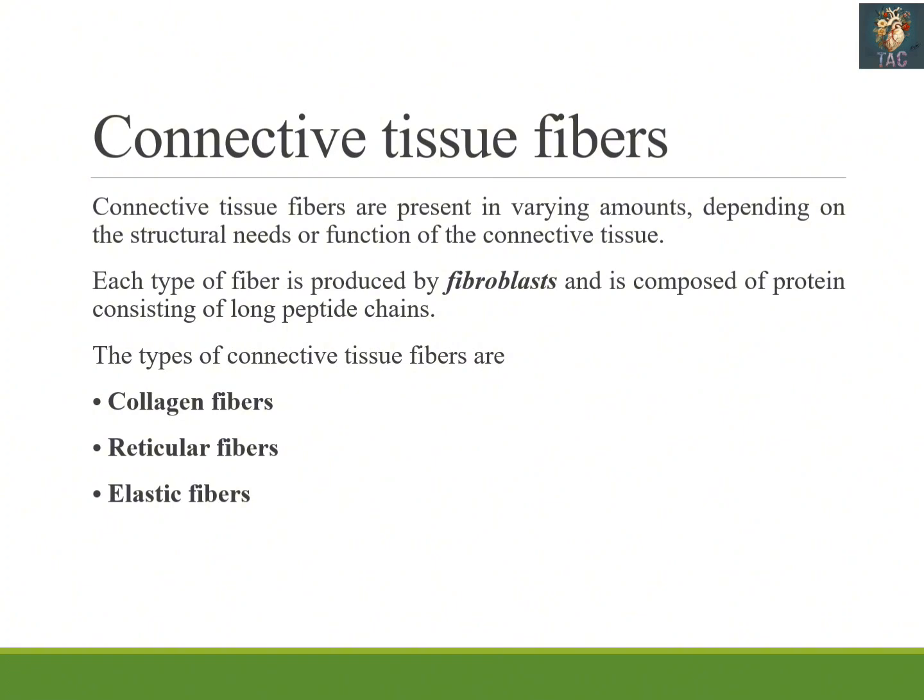So connective tissue, now we move on to the connective tissue fibers. Please remember, we will do the ground substance and the connective tissue cells in the next class, and in this class we will complete the fibers only. Connective tissue fibers are present in varying amounts depending upon the structural needs or function of the connective tissue. Each type of fiber is produced by the fibroblast and is composed of protein consisting of long peptide chains. Basically there are three main types of fiber: the collagen, the reticular, and the elastic fibers.